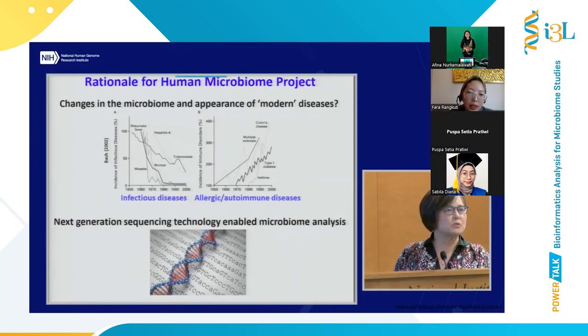However, if you look at the incidence of immune disorders or autoimmune diseases, it has actually gone up instead of down, right? So the researchers started to wonder what causes this. Maybe there's some sort of connection between these two. This is why they wanted to learn more about the microbes, the microbiome, the interaction between the microbes, the habitat, and so on. That's why they started this project.